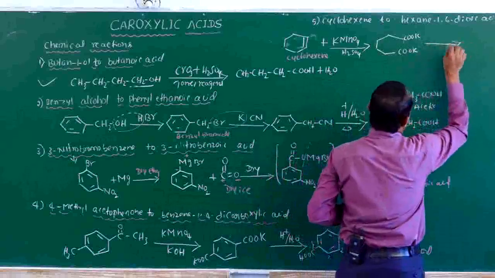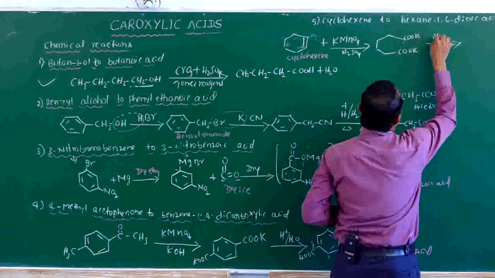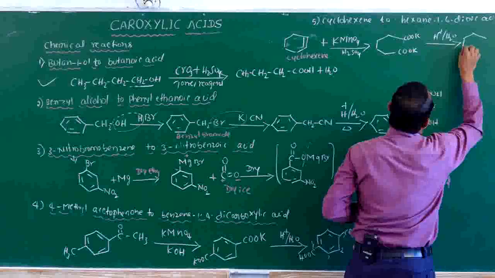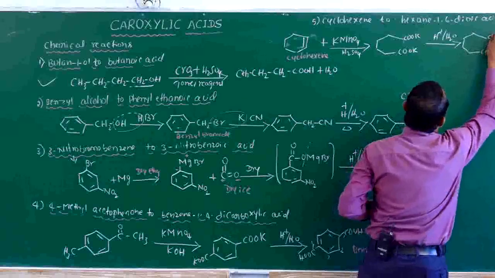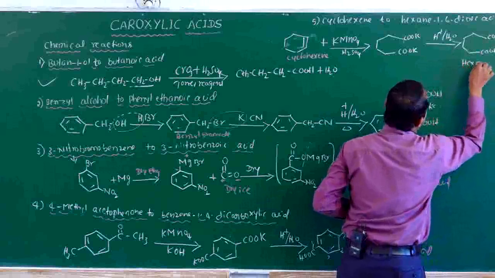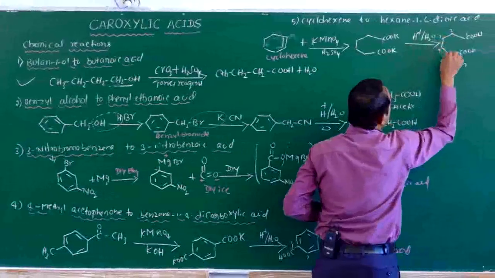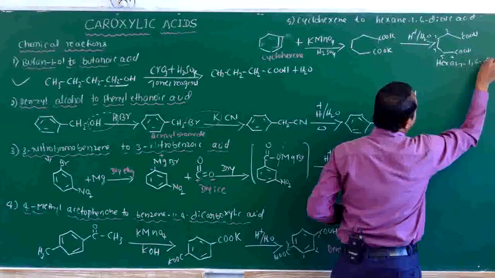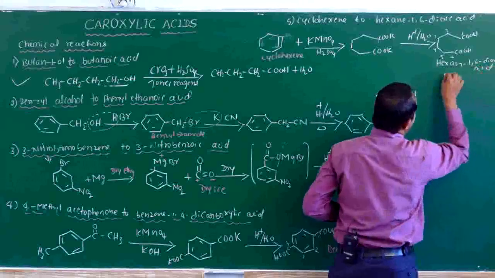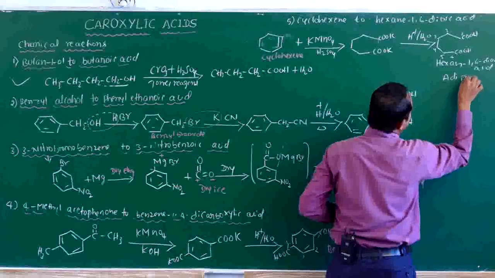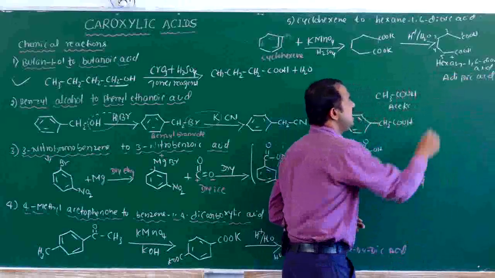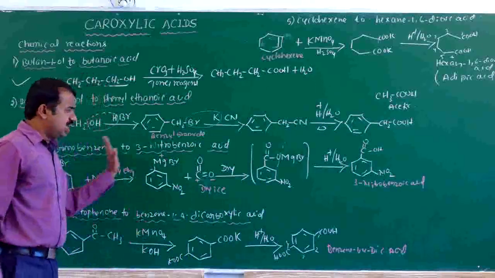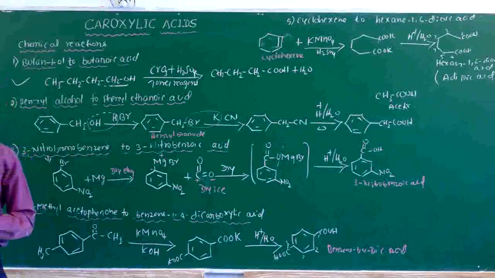When the potassium salt of the carboxylic acid undergoes acid hydrolysis, it forms COOH and COOH. This is called hexane 1, 2, 3, 4, 5, 6, hexane-1,6-dioic acid. Another name is adipic acid. This is adipic acid, used in nylon 6,6. Okay, these are the conversions of organic compounds containing carboxylic acid.